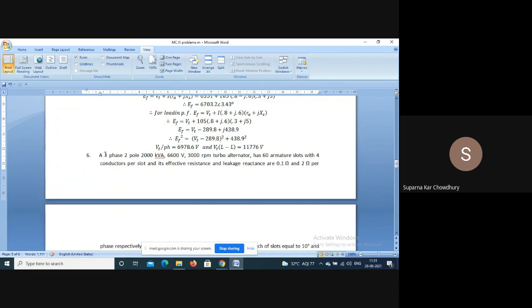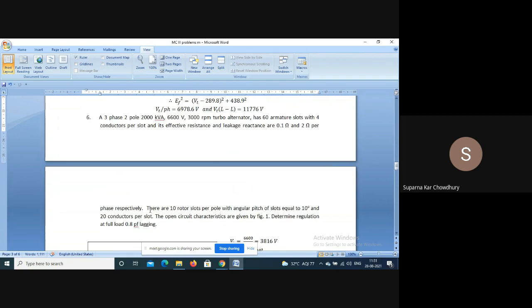The next one is a 3-phase, 2-pole, 2000 kVA, 6600 volt, 3000 rpm turbo alternator that has 60 armature slots with 4 conductors per slot, and its effective resistance and leakage reactance are 0.1 ohm and 2 ohm per phase respectively. There are 10 rotor slots per pole with an angular pitch of slots equal to 10 degree and 20 conductors per slot. The open circuit characteristics are given. Determine the regulation at full load, 0.8 power factor lagging.